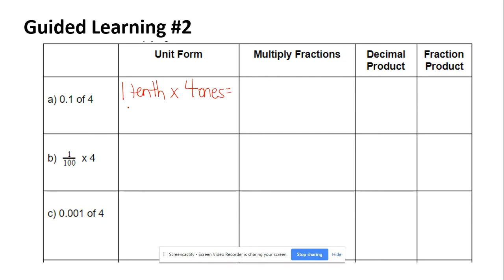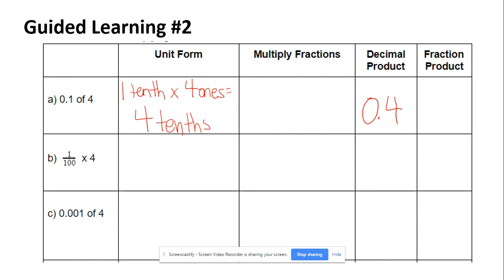Start by multiplying the digits. 1 times 4 is 4. Tenths times ones is tenths, because when you multiply by ones, it's what you had started with. So ones times tenths is tenths. 4 tenths. We can write 4 tenths as 0 and 4/10.